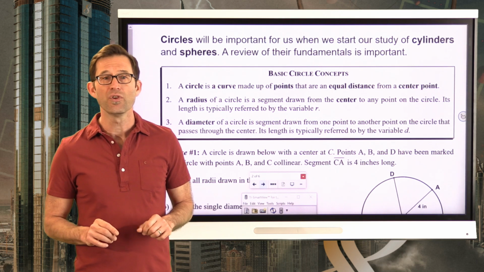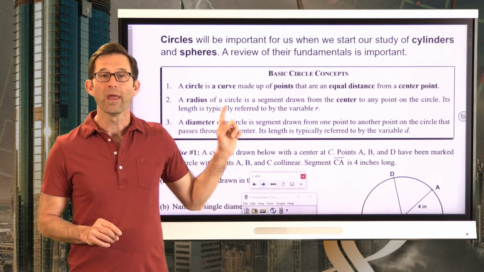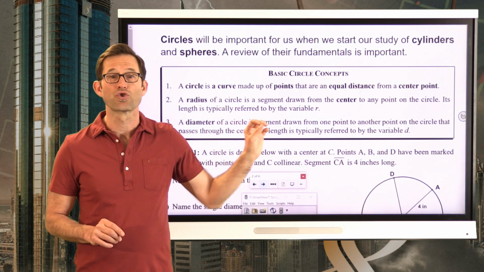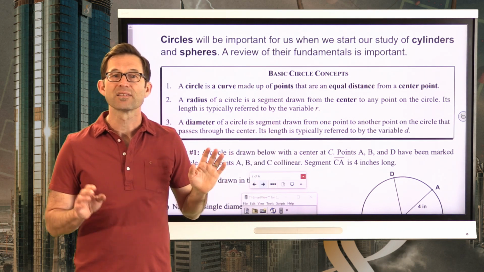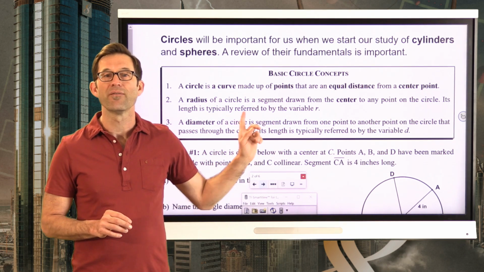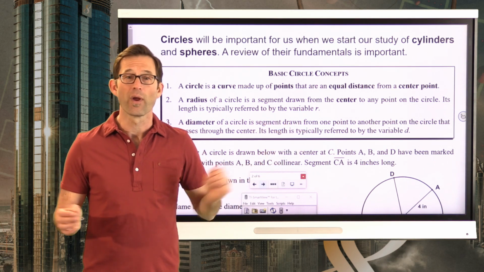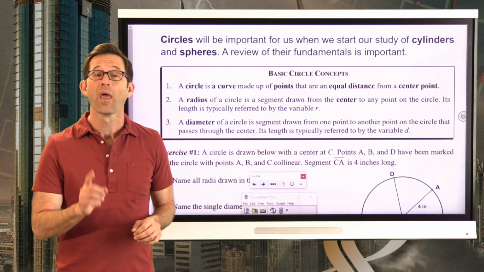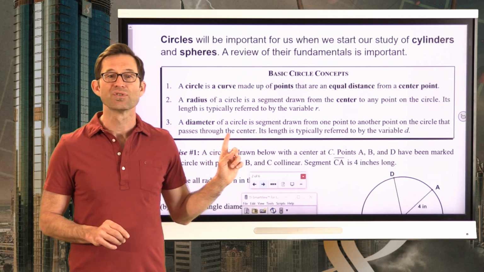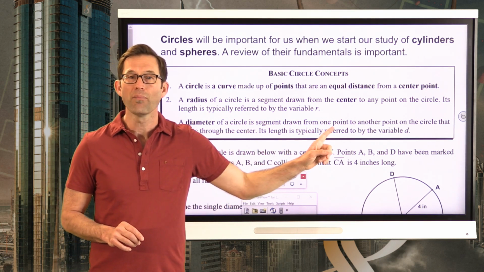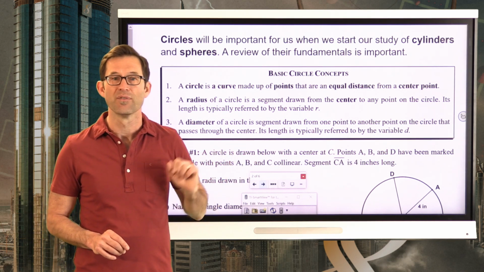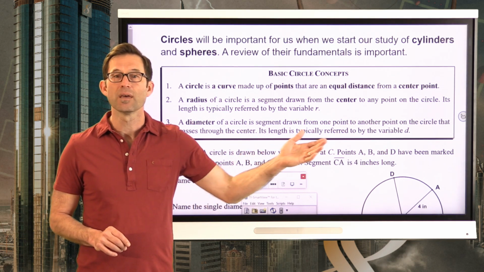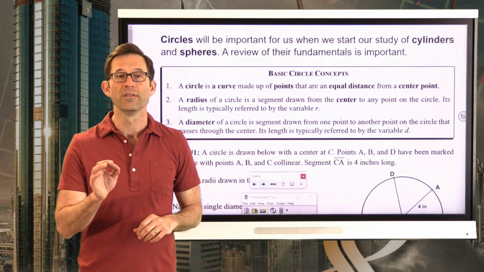Now, concept number two is the radius. A radius of a circle is a segment that's drawn from the center to any point on the circle. Its length is typically given by the variable r for radius. No great surprise there. And finally, a diameter of a circle is a segment drawn from one point to another point on the circle that passes through the center of the circle. Its length is typically referred to by the variable d.